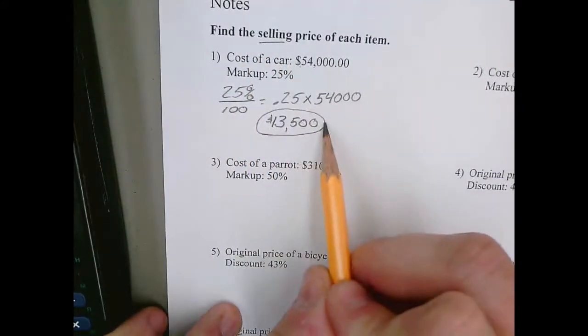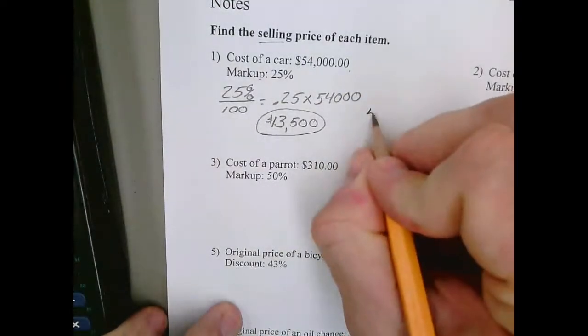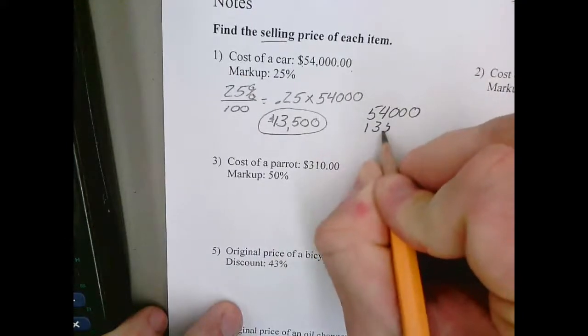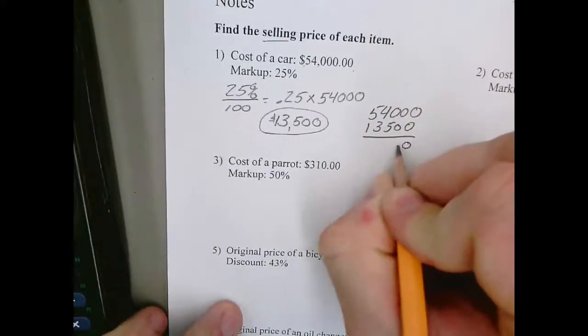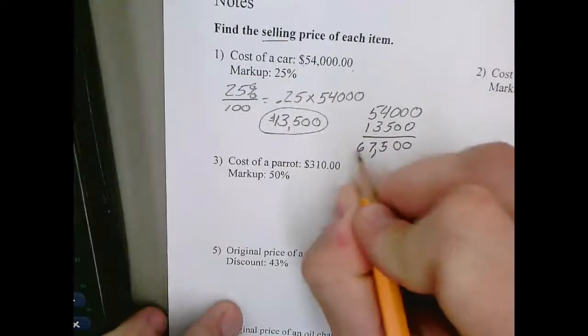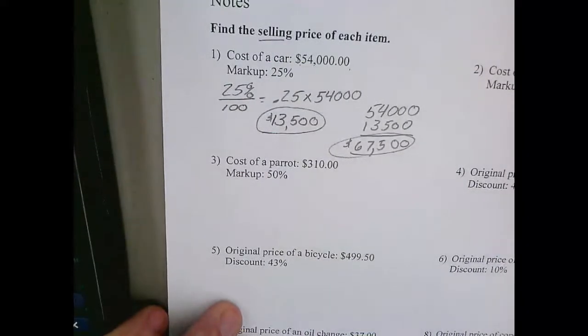Now, the directions say to find the selling price. So we're going to take this value and add it to our original cost. So we take 54,000 and we're going to add 13,500 to it. You can use a calculator for this if you want to. I don't really care. But you should have 67,500 for your selling price of the car.